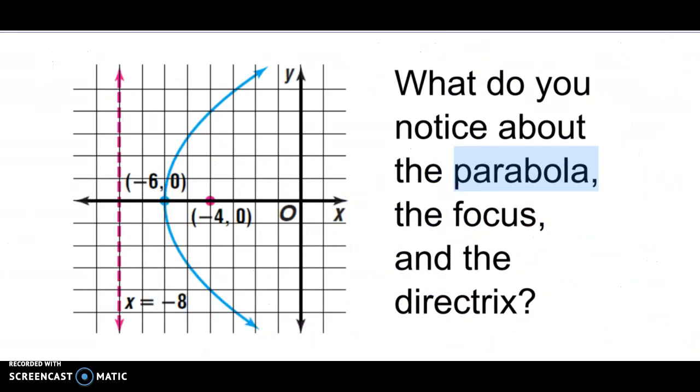So what do you notice about this parabola? You notice that the focus and the directrix are equidistant from the vertex. If the vertex is here, and the focus is just 2 away, the directrix line is just 2 away in the opposite direction. So that helps you when you go to graph it.